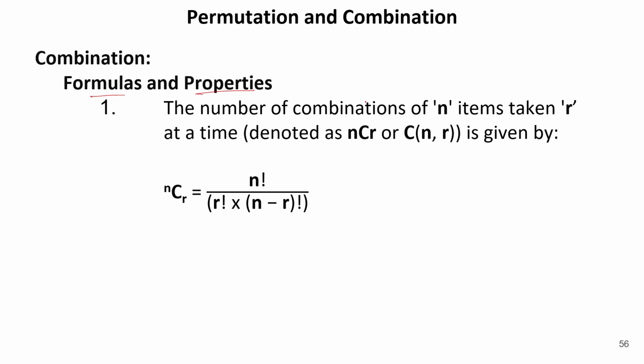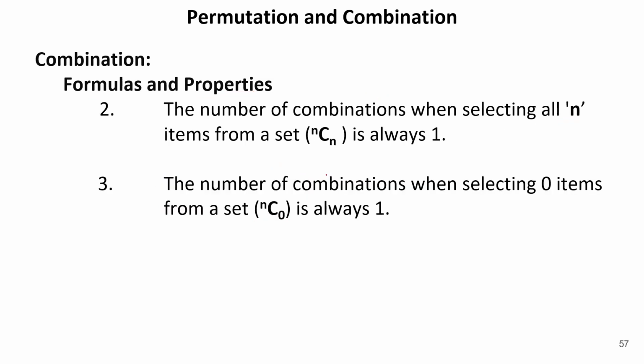Okay, so the number of combinations of n items taken r at a time, denoted as nCr or C(n, r), is given by what? nCr is equal to n factorial divided by r factorial into n minus r factorial, right? So let's try to see some other formulas.